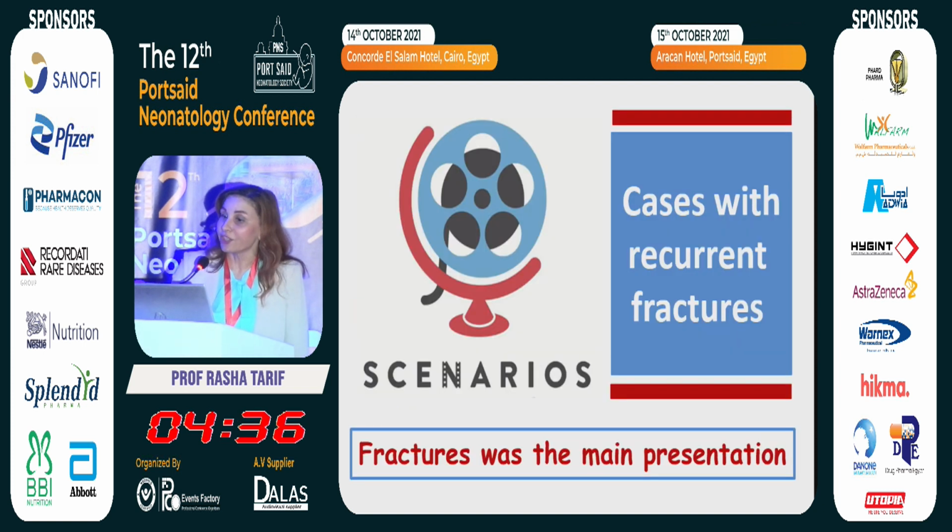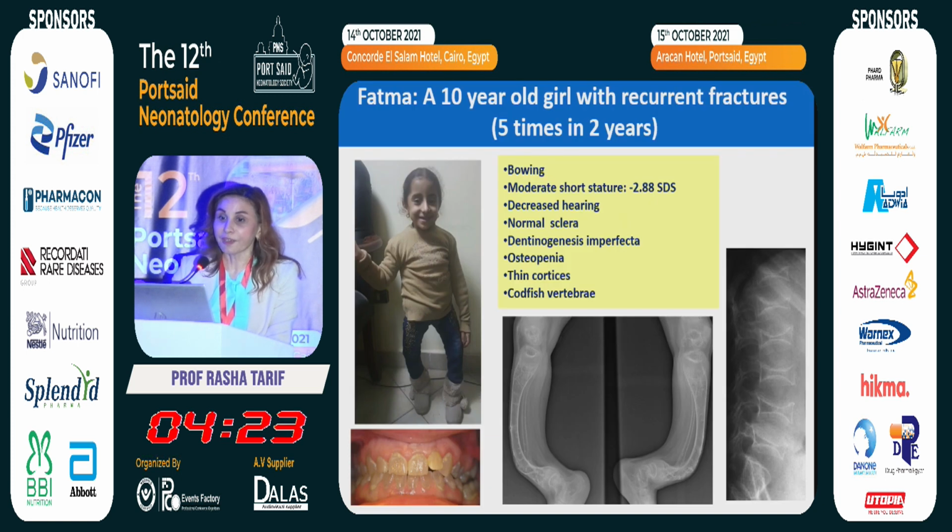Let me very quickly share with you some cases with recurrent fractures. In all of them, fractures was the main presentation, but the scenario turned out to be totally different. Let me start with Fatma. She's a 10-year-old girl who came with recurrent fractures, 5 fractures in 2 years. As you see, the girl has got bowing of her legs and decreased hearing. She's short. Her sclera is normal.